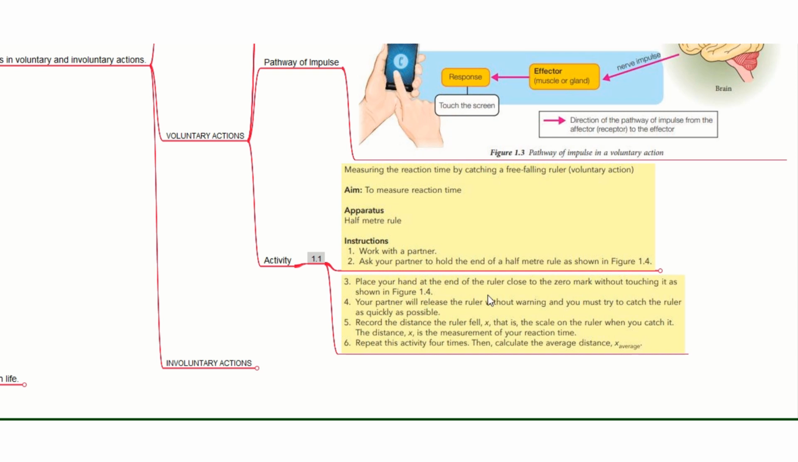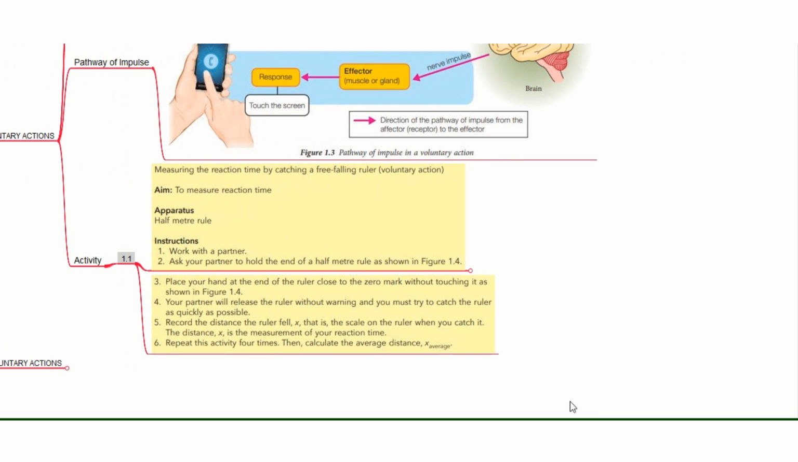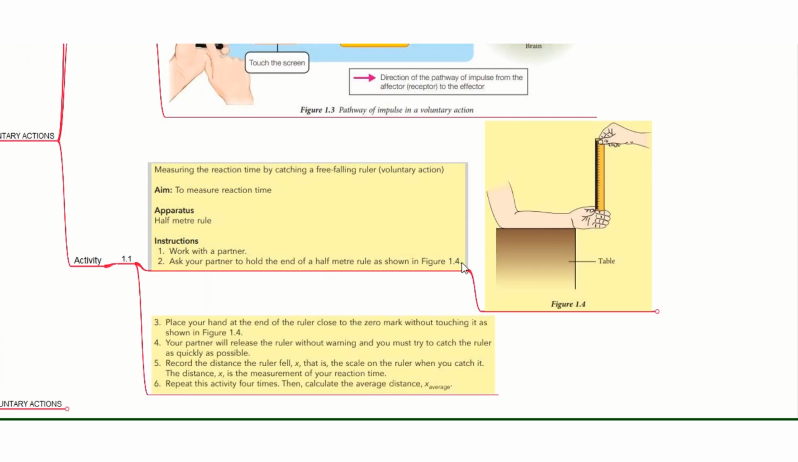Your partner will release the ruler without warning, and you must try to catch the ruler as quickly as possible. Number 5, record the distance the ruler fell, x, that is the scale on the ruler when you catch it. The distance x is the measurement of your reaction time. Repeat this activity 4 times, then calculate the average distance, x average. Let's look at the diagram, figure 1.4.